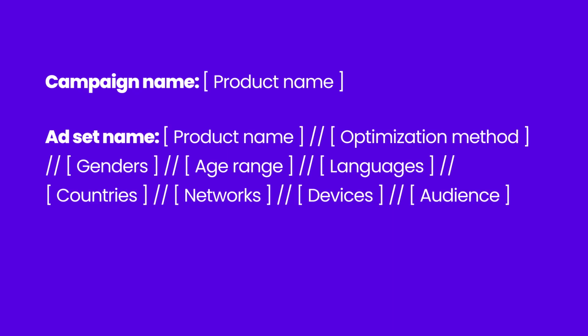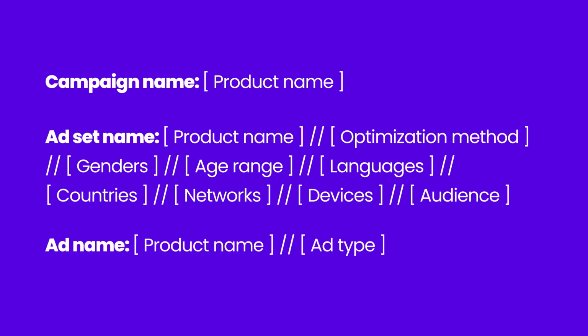So you want campaign name and then in brackets product name. Ad set name in brackets product name. Optimization method, genders, age range, languages, countries, networks, devices, audience, and then an ad name, product name, and ad type. I mean, that's getting really specific. You could just keep that to a limited few of those variables. It probably will save you a lot of time in the future.